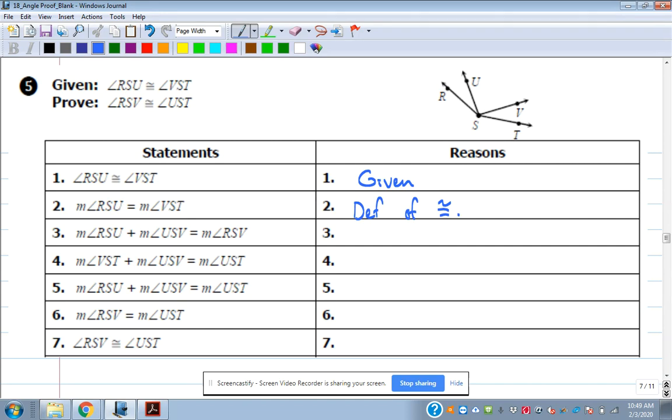So number 3 is what? That's the angle addition postulate. Yeah, because RSU plus USV equals that bigger angle that we're trying to prove about. So that's angle addition.